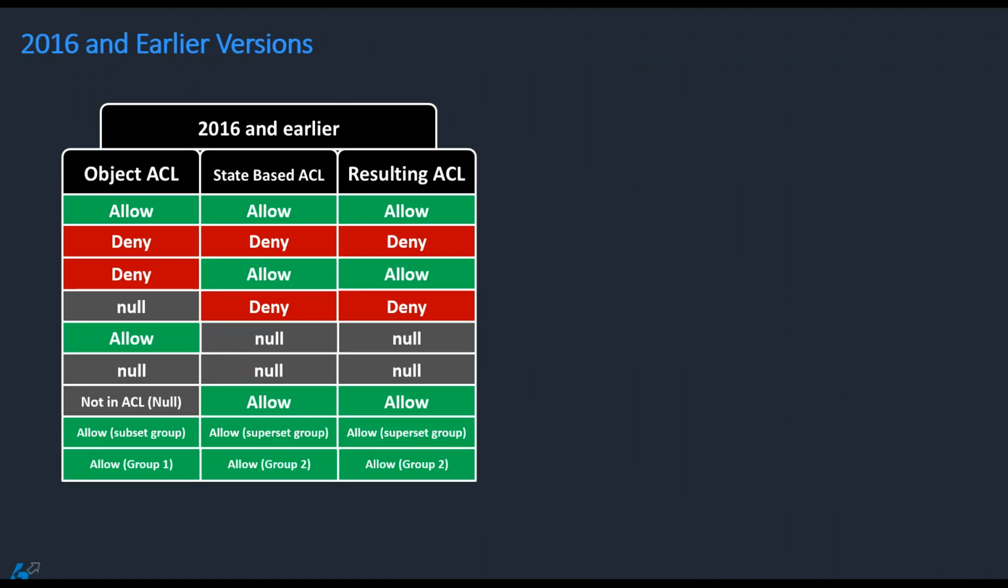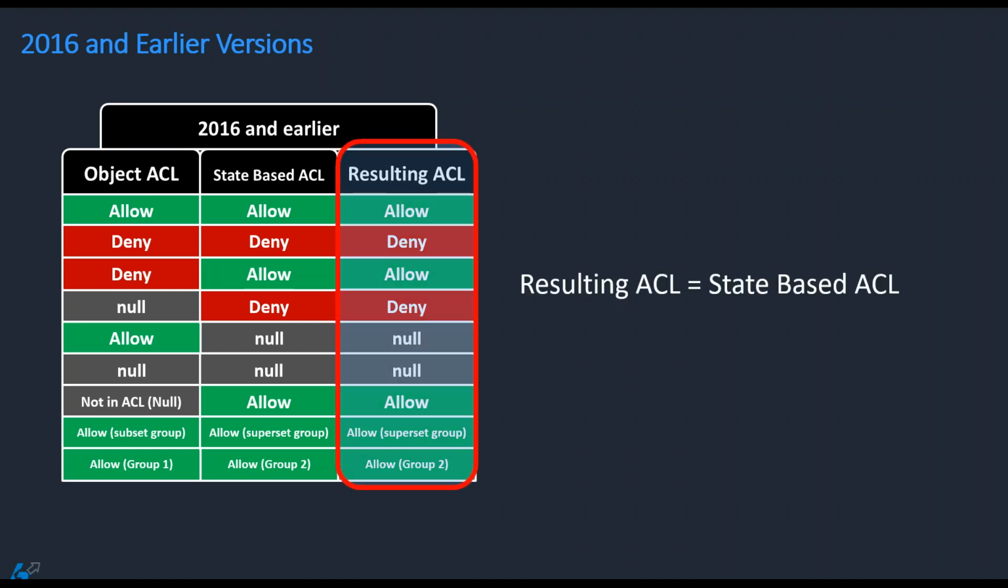So this table shows the resulting ACL, also known as Access Control List, from 2016 and earlier versions of the Vault. In the old security model, when object-based security and state-based security are in effect, the resulting ACL is just equal to the state-based ACL.